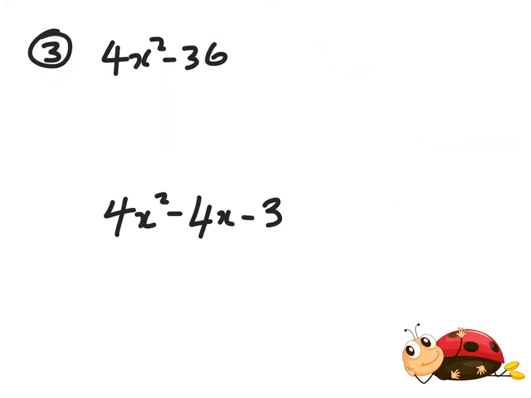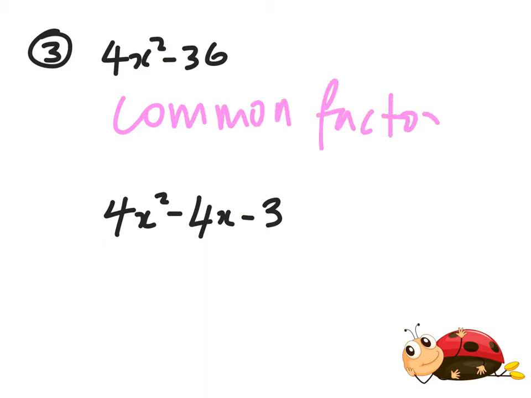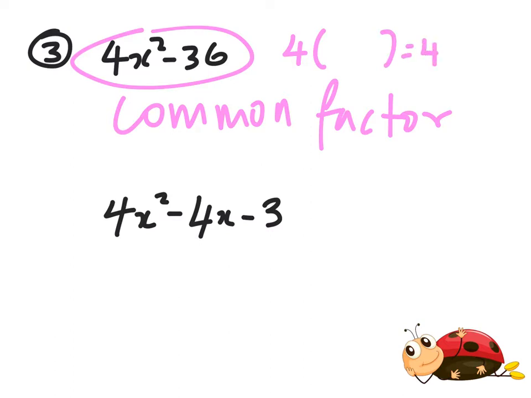Question 3, factorising. Now remember, first thing we look for when we factorise is a common factor. So looking at the first expression, I can see 4 and 36. I know obviously that 4 goes into 4, but as it also goes into 36, my first part of the factorising there is going to take 4 as a common factor. Once you've done that, you can then factorise it further into another pair of brackets.